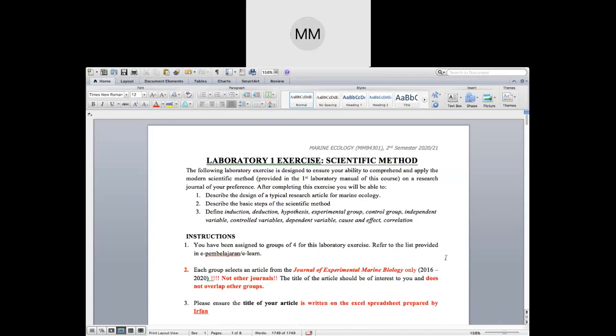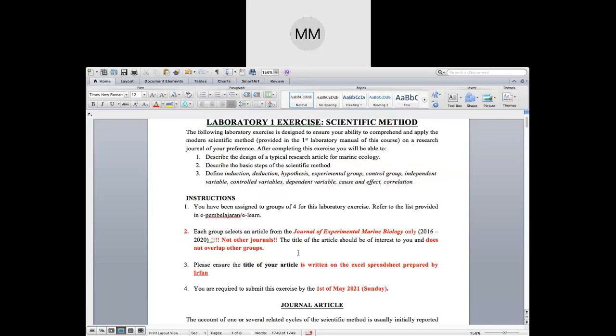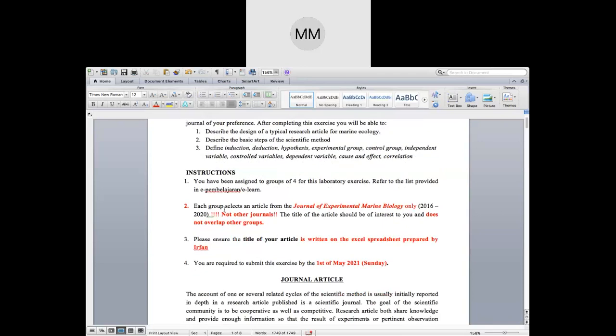Okay, so your instructions are you have to be assigned in your groups. So basically stick to your groups of 16. And then each group has to select an article from the Journal of Experimental Marine Biology. Now I repeat, this is not the journal title. This is the journal, okay, of Experimental Marine Biology. Meaning to say, I don't want you to find journals related to marine biology. The actual name of the journal is called Journal of Experimental Marine Biology.